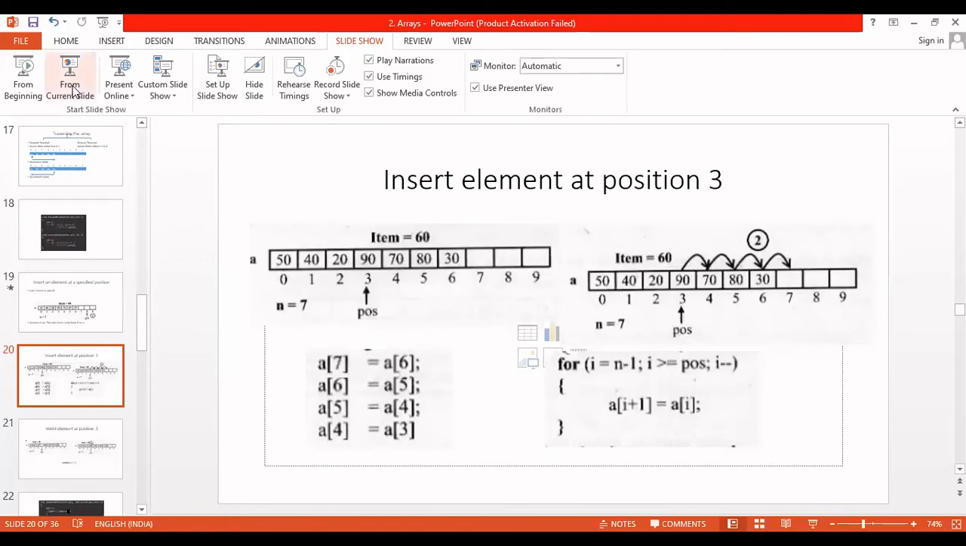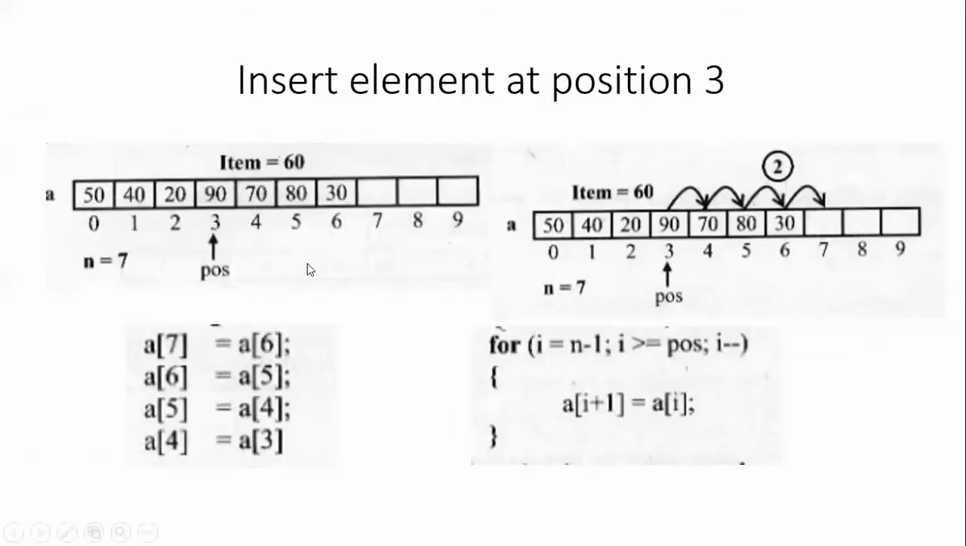So now I think this for loop is clear. You are going to start with the last element, move that element to the next element. So I am writing a of i plus 1 is equal to a of i. Then I have to move to the next lower element, so I am decrementing i. I will continue this step till i is greater than or equal to pos. Okay, so this is the thing we are going to do.